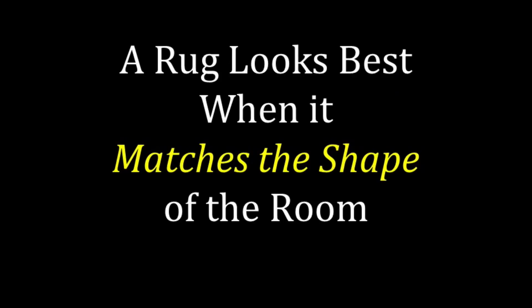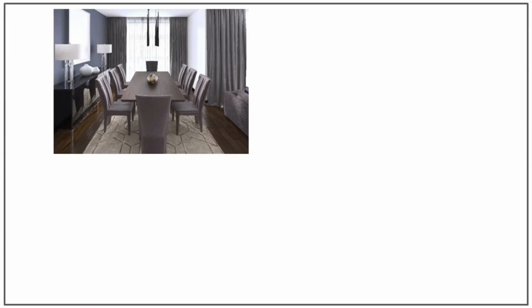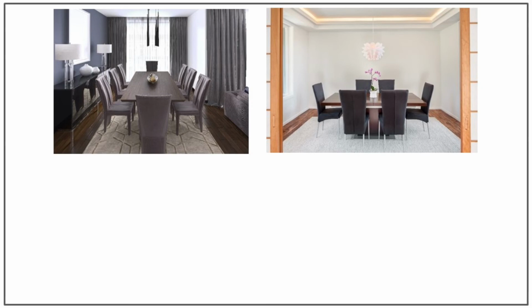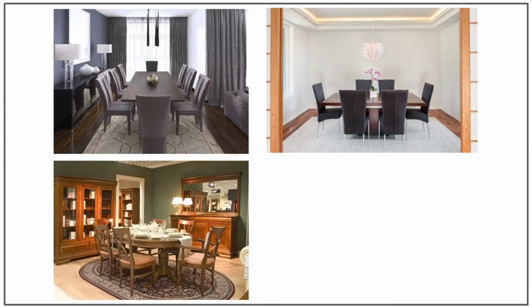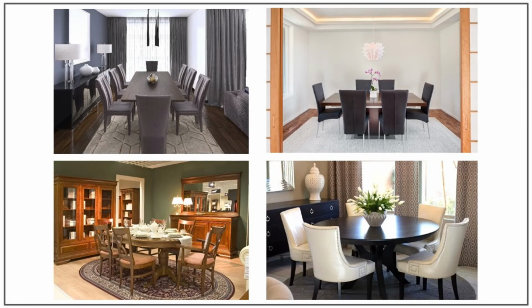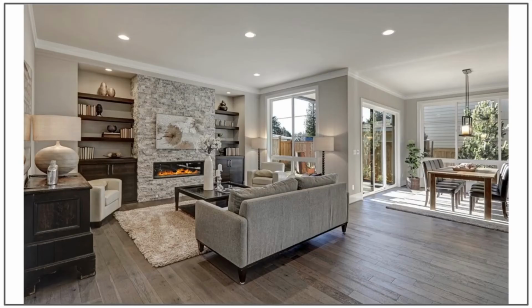Finally, a rug looks best when it matches the shape of the room. For example, use a rectangular rug in a rectangular room or a square rug in a square room. You can use an oval rug in a rectangular room or a round rug in a square room as well. You can also use 2 rugs to create different zones in a room, particularly if it's a large open floor plan. But make sure that something ties the 2 rugs together, ideally color.